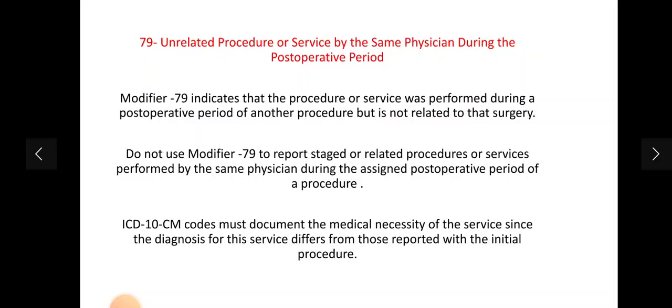An ICD-10-CM code must document the medical necessity of the service, since the diagnosis or the service differs from those reported within the initial procedure. So the ICD-10-CM diagnosis should be different for the subsequent procedure and the initial procedure. Then only you can come to know that they are unrelated to each other. If the diagnosis is same, you cannot use 79 modifier, because then the procedure is completely related to the initial procedure, and that is why you have to have a separate diagnosis for the subsequent procedure within the global period and the initial procedure which was done initially.